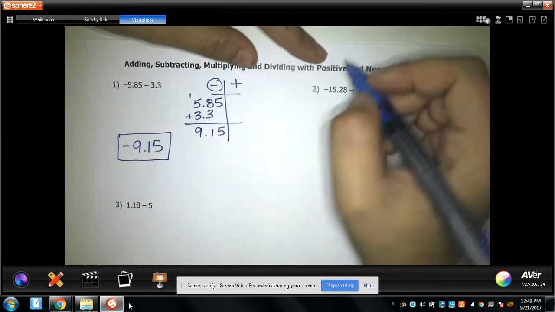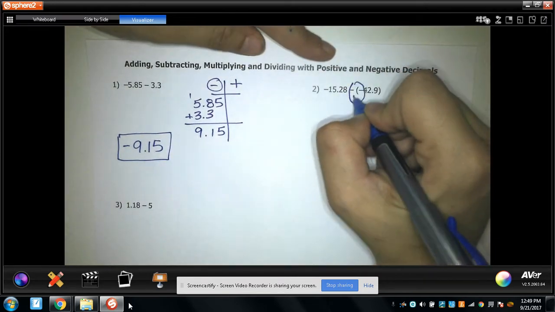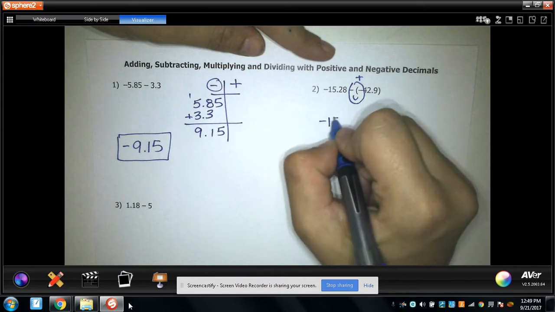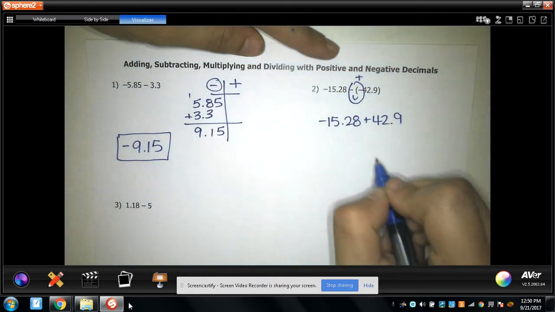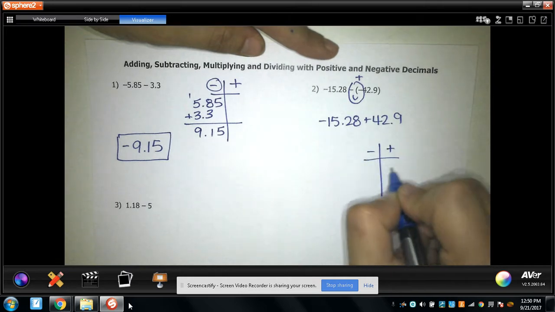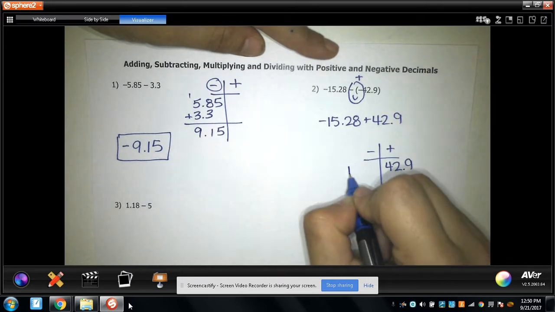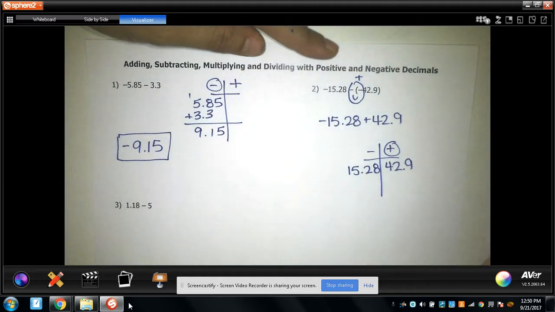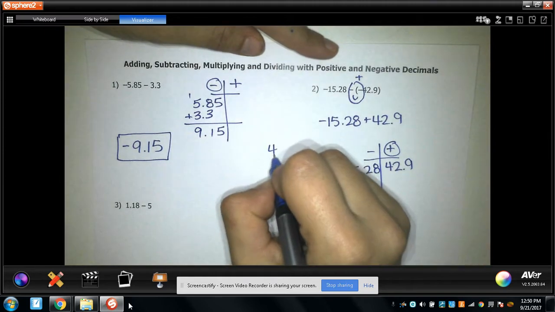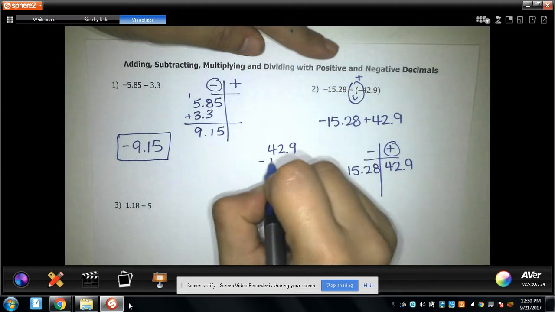All right, over here, when there's double signs, you want to fix those before you get to your scoreboard. So let's go ahead and make our scoreboard. Positives win, so my answer should be positive. I still have to subtract to find out by how much.